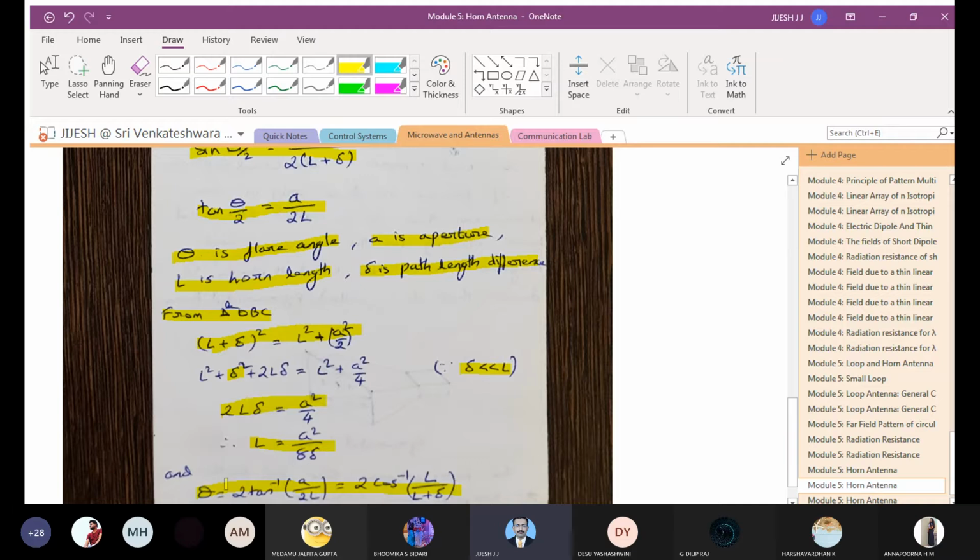So this is the flare angle theta, that is 2 tan inverse of a by 2l, or it can also be represented as 2 cos inverse of l divided by l plus delta. So theta is the flare angle, and we got this equation for L. L is the length of the horn antenna. We got the equation for L and theta. So you can note down these things.